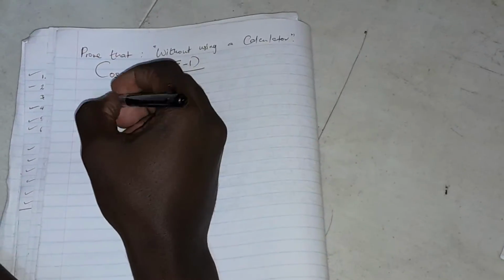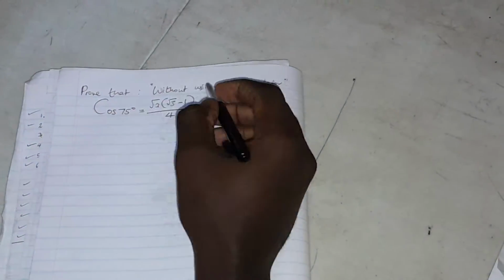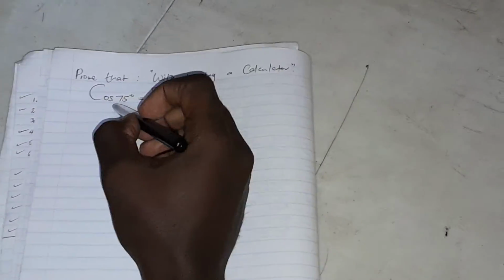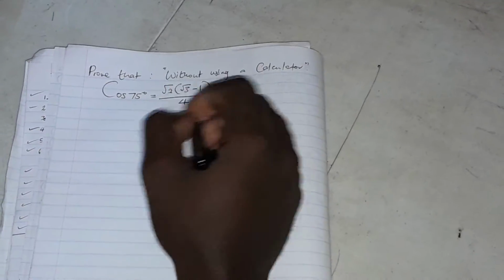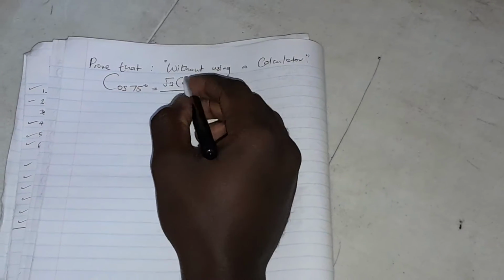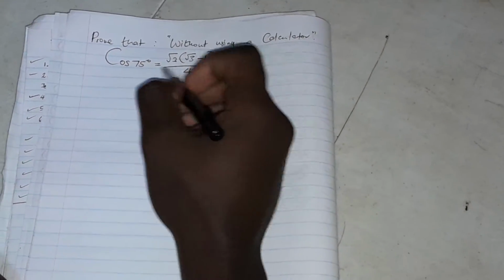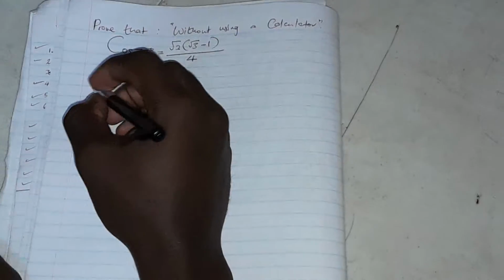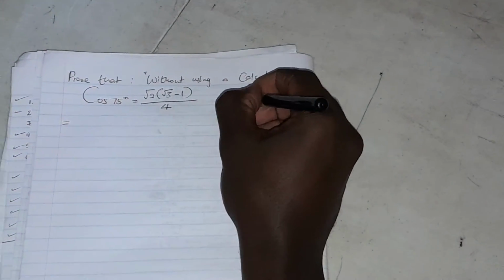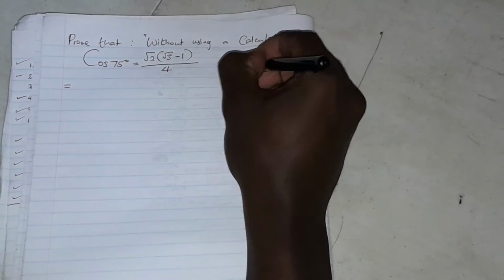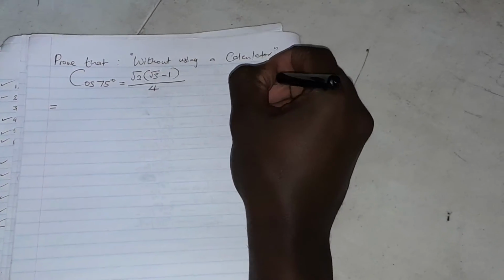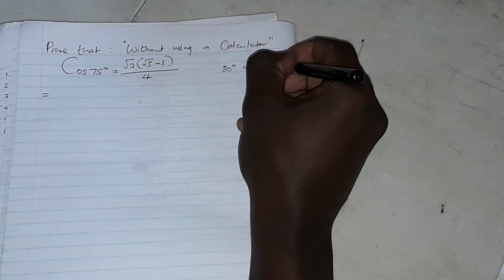Hey guys, welcome. Today we are looking at solving for the left hand side, which is cos 75. We are actually proving that cos 75 is equal to the right hand side, which is square root 2, open bracket, square root 3 minus 1, close bracket over 4. We are actually dealing with the special angles. Remember, we have three types of special angles, which is 30 degrees, 45 degrees, and 60 degrees.